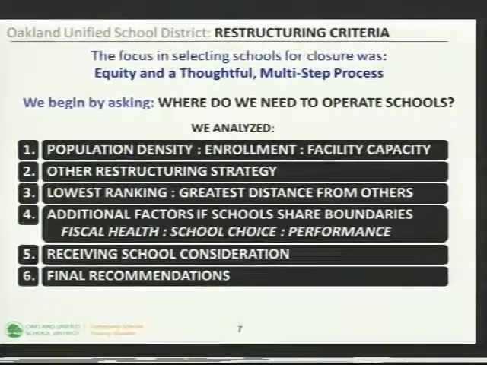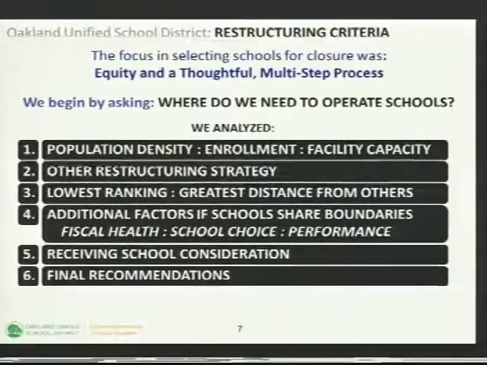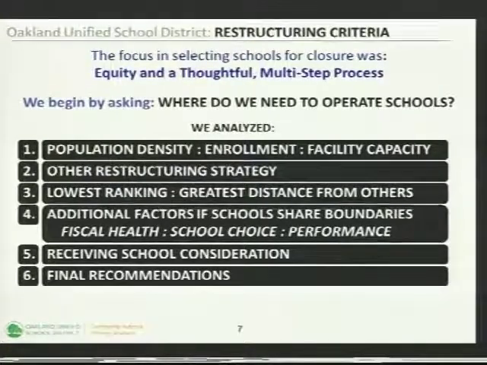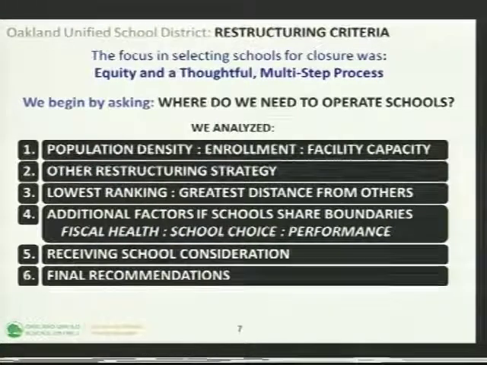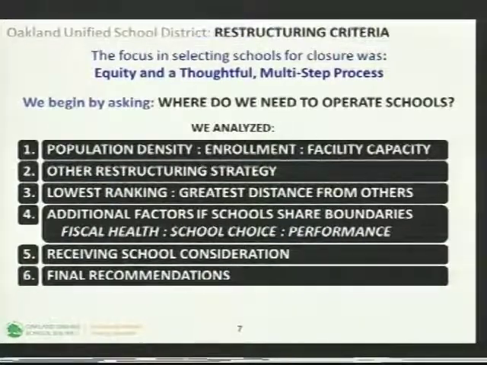The question is essentially, where do we need to operate schools? The district currently has 101 schools serving 38,000 students, and pursuant to what the superintendent has shared, it's clear to us that we are operating too many schools for too few students. So because we've been asked how to reduce schools, we begin by asking where do we need to operate schools?